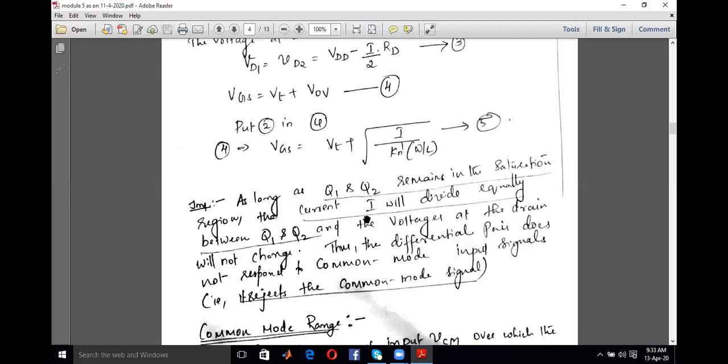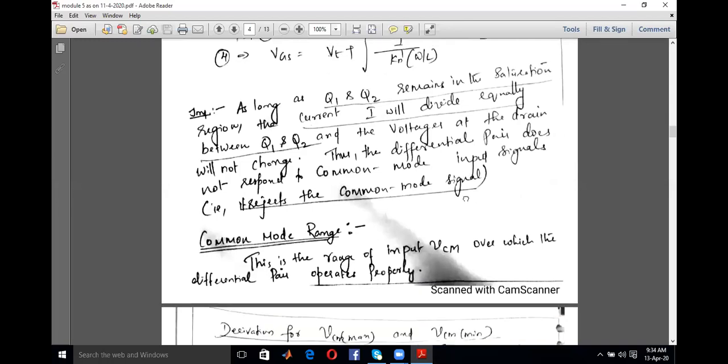So what is that? As long as Q1 and Q2 remain in saturation, the current I will divide equally. The two currents will be the same and the voltage will not be changed. The differential pair does not respond to a common mode input signal. Why? Because there is no amplification. If VD1 is the same as VD2, there is no output. VD2 minus VD1 is 0. That is, it rejects the common mode signal.